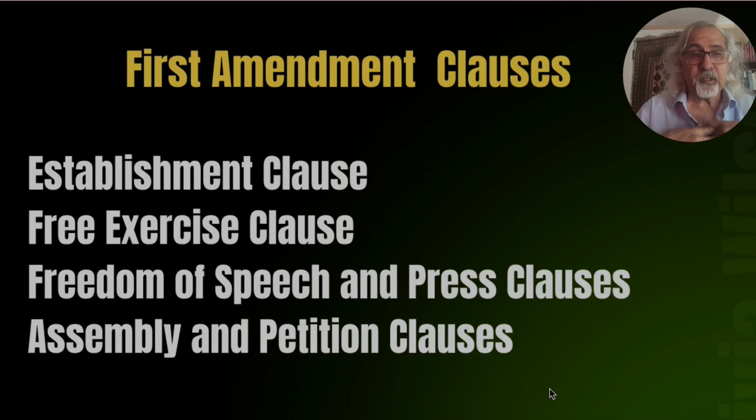Then the next ones are pretty easy. The next part of the First Amendment covers freedom of speech and freedom of press. We will get into it as we discuss the court cases. Now, assembly and petition clauses, that people have the right to peacefully assemble and they have the right to petition their government for redress of grievances. All these clauses and these rights are included in the First Amendment.